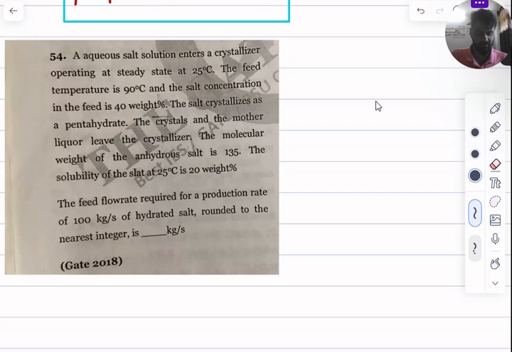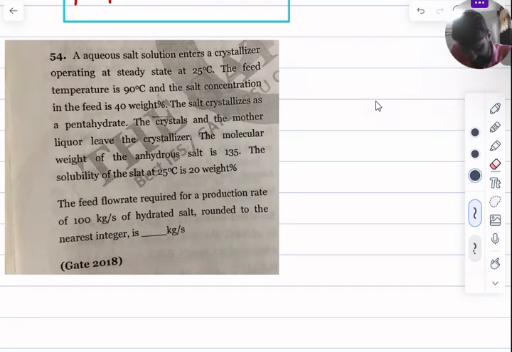Okay, so try to read the question. I'm giving you 2 minutes, and after that, I'll solve this question, right? Yes. Okay, so see what sorts of things have been written in the problem.